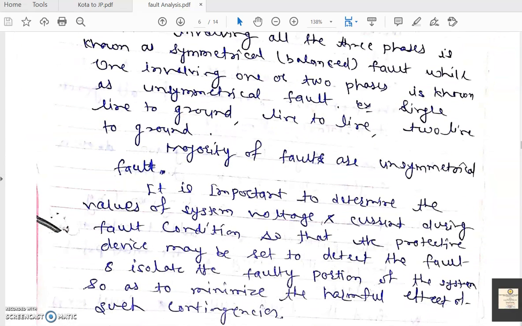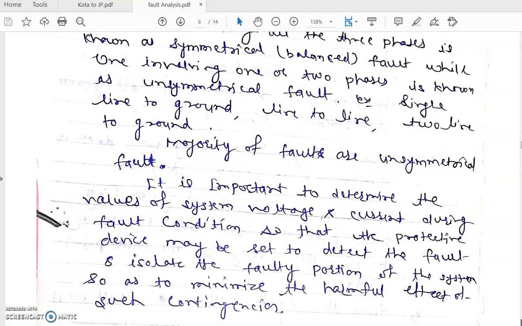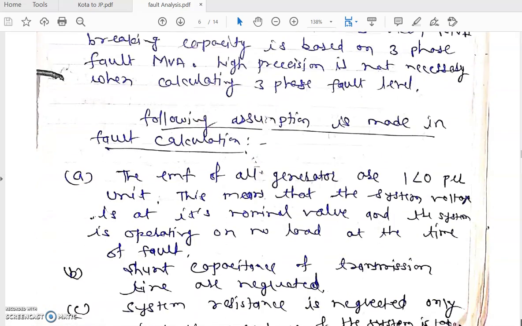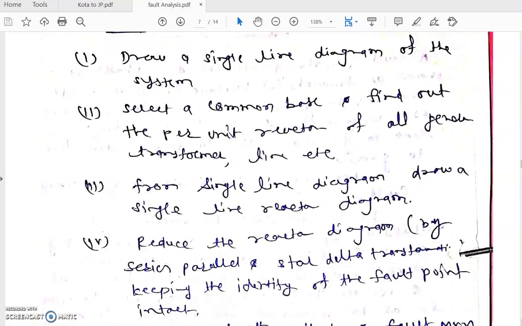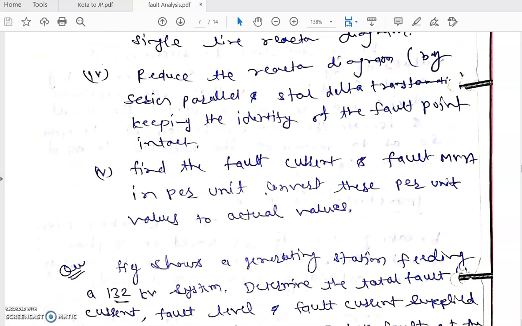According to the network, as we have studied in circuit analysis, we can solve the circuit by different methods, either series-parallel combination or star-delta transformation or any other method. But it should be noted that the fault point where we calculate the fault current or other parameter should be intact, it should not be missing. These are the very simple steps to solve for the fault current.